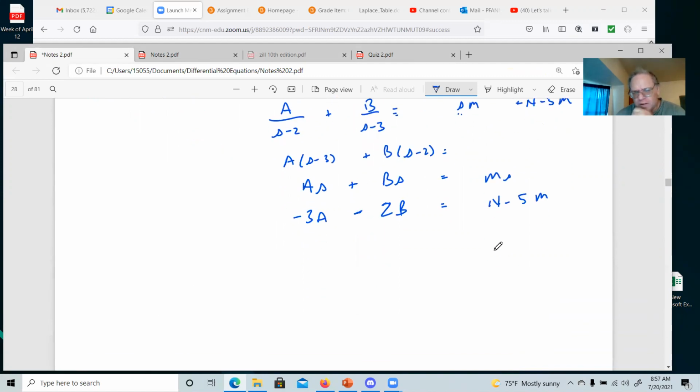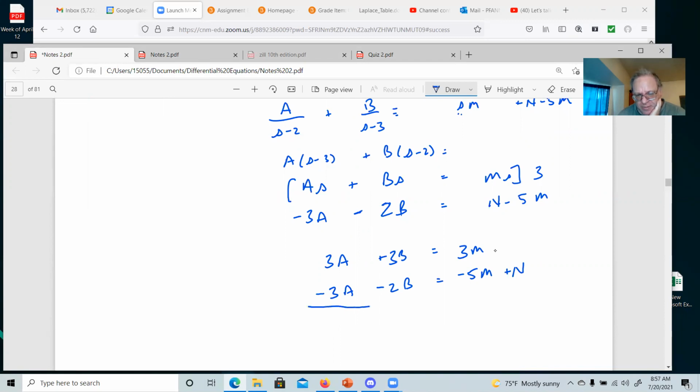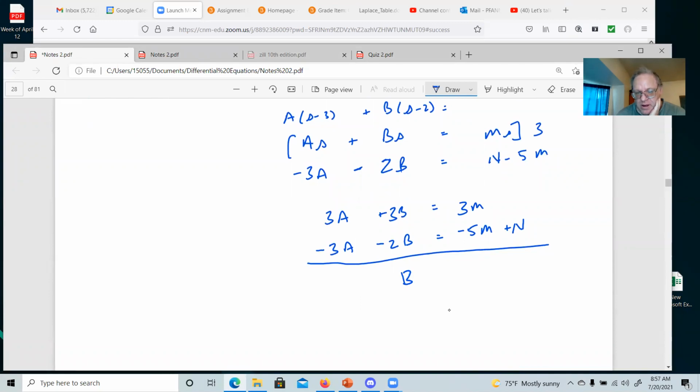Two equations, two unknowns. There are as many ways as you want to solve this. If I just multiply this by 3, we get 3A plus 3B is equal to 3m. On the bottom here, we've got negative 3A minus 2B is equal to negative 5m plus n. I'm just going to add them together. That's why I multiplied by 3, because I just wanted positive B. I didn't want to deal with more negative things. So we have an n, and 3 minus 5 is minus 2m.